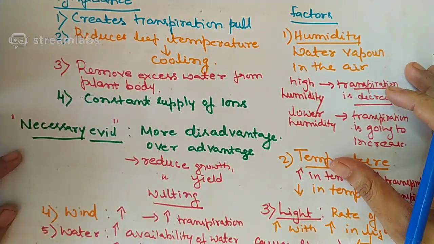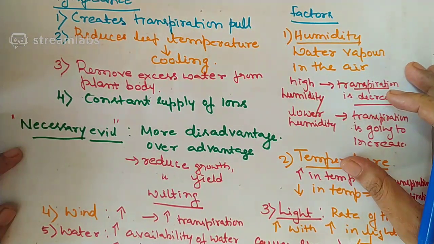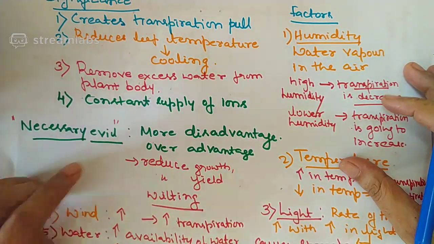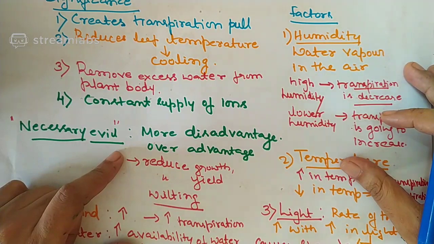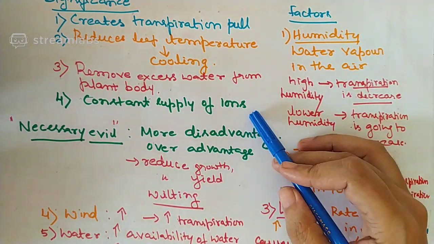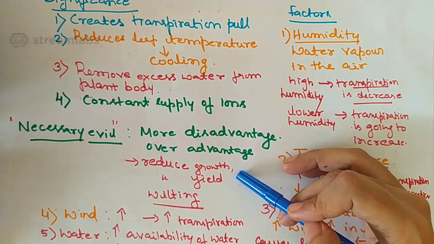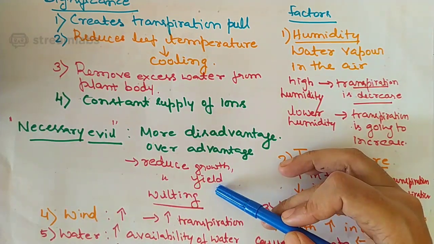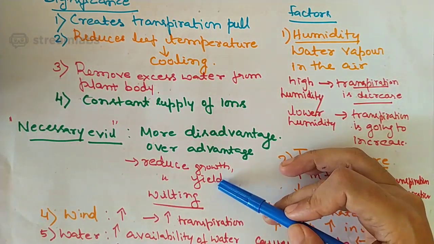And I have also told you that transpiration is a necessary evil. It is very much necessary, but more than the advantage, there is disadvantage. So more disadvantage over advantage. Disadvantages are they are going to reduce the growth, they are also going to reduce the yield, and they are going to bring about wilting. So wilting is when the rate of absorption is less and the rate of transpiration is more.